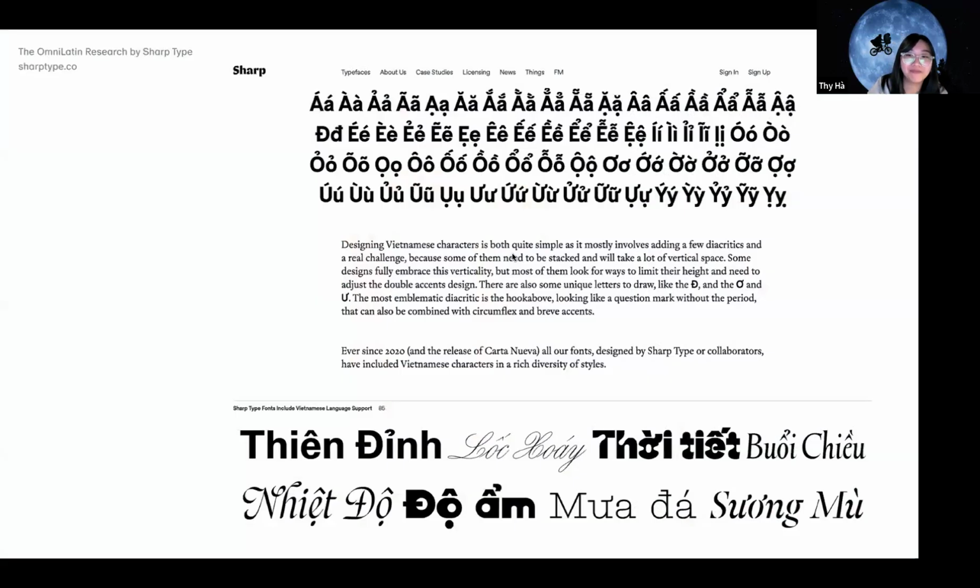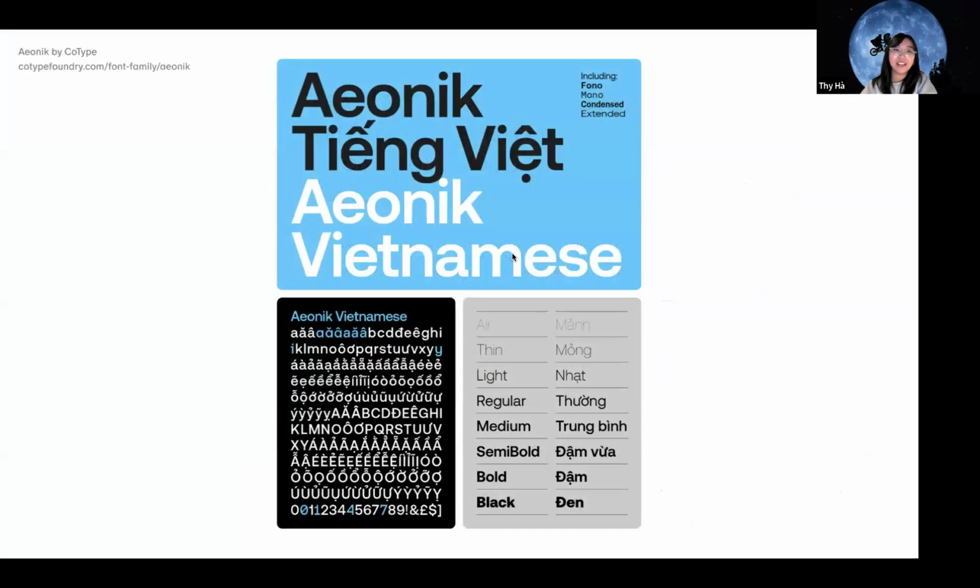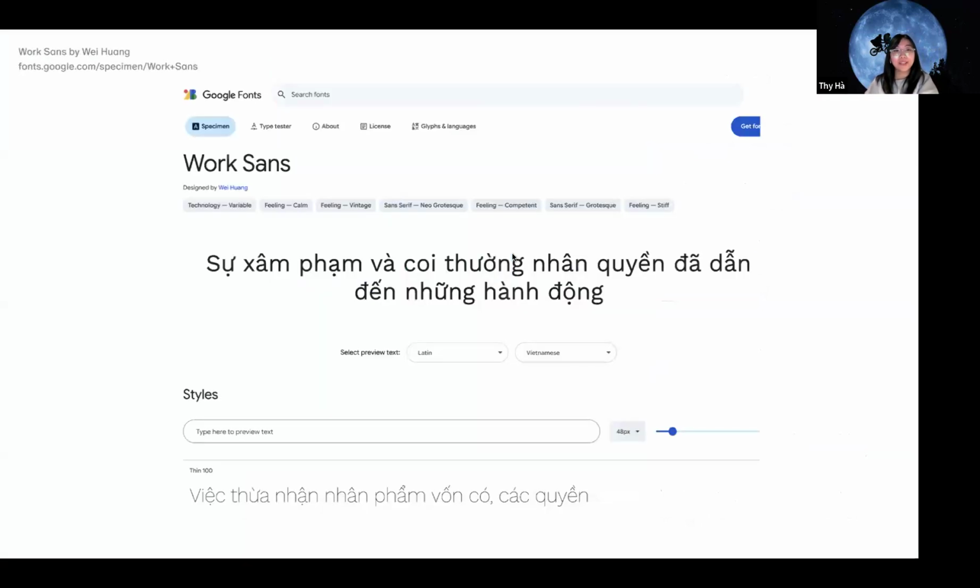And then Shortcut, not talking about Arch, but I think they did a really good job last year of launching the Omni Latin tool and also adding Vietnamese in their library. And then Ionic by Cotai recently also added Vietnamese for Ionic as well. And then one of my most favorite, Work Sans by Wei Huang on Google Fonts.